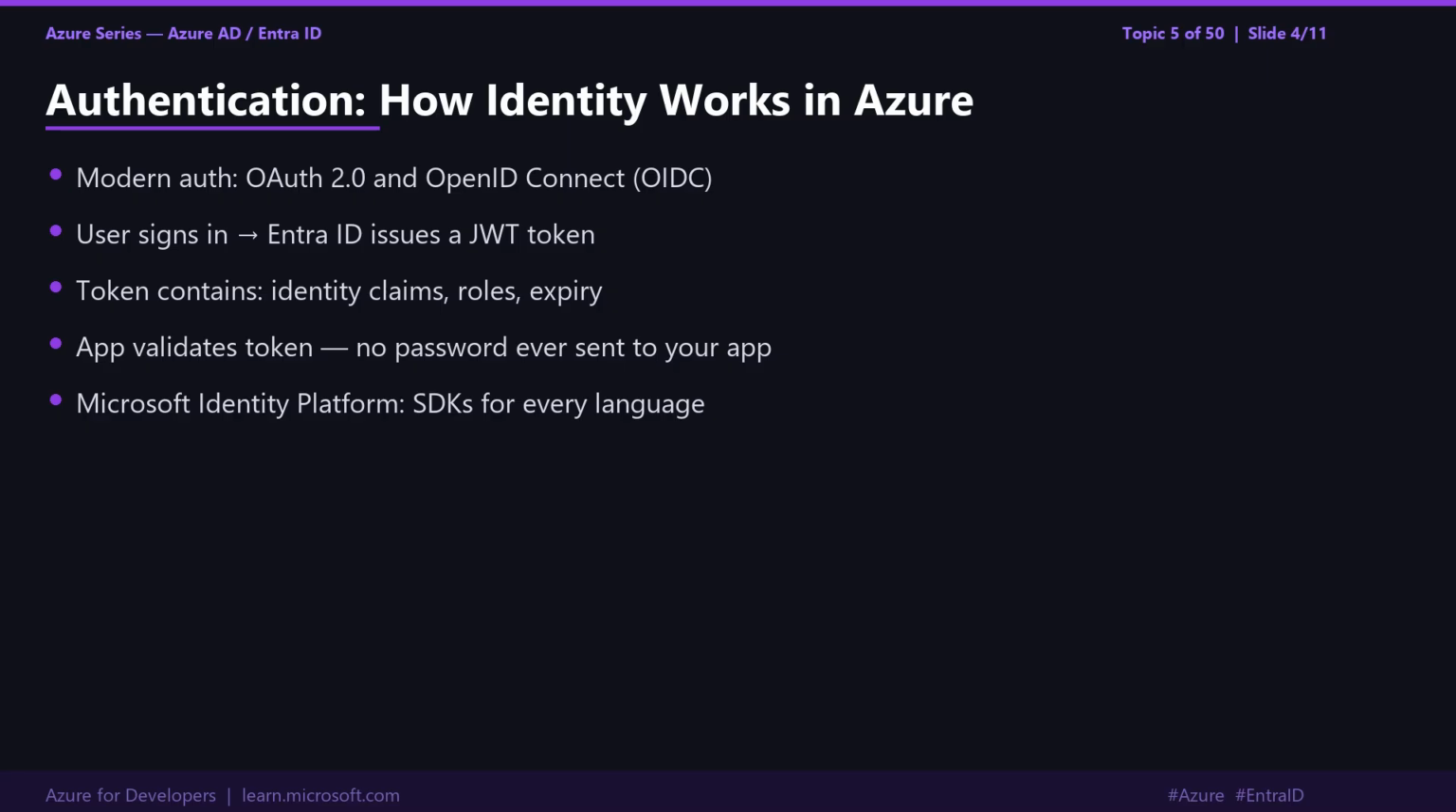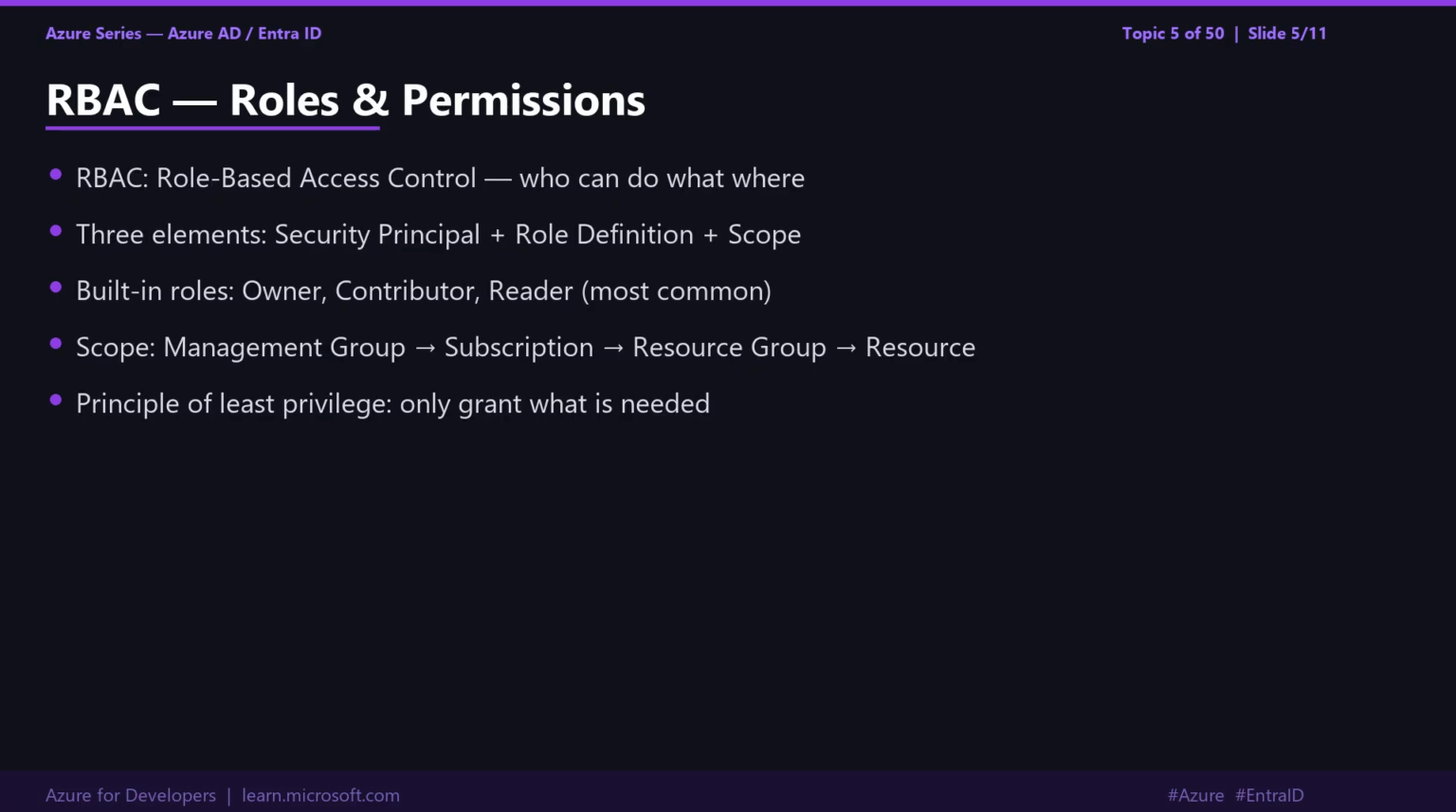Role-based access control, or RBAC, is how Azure controls who can do what with your resources. Understanding it deeply is essential for both security and day-to-day Azure management. Every access decision in Azure comes down to three things. First, a security principal, who is asking. This is a user, a group, a service principal, or a managed identity.